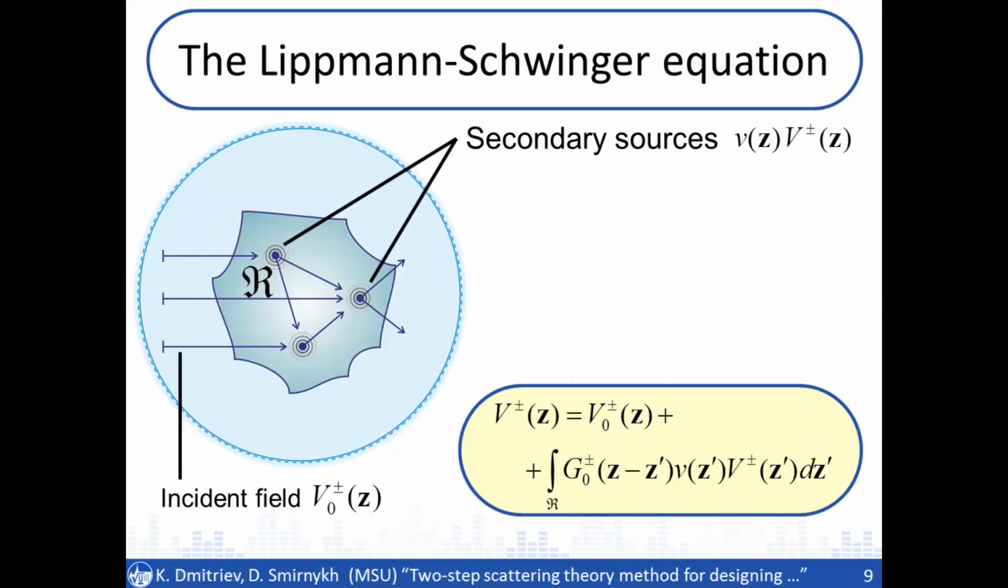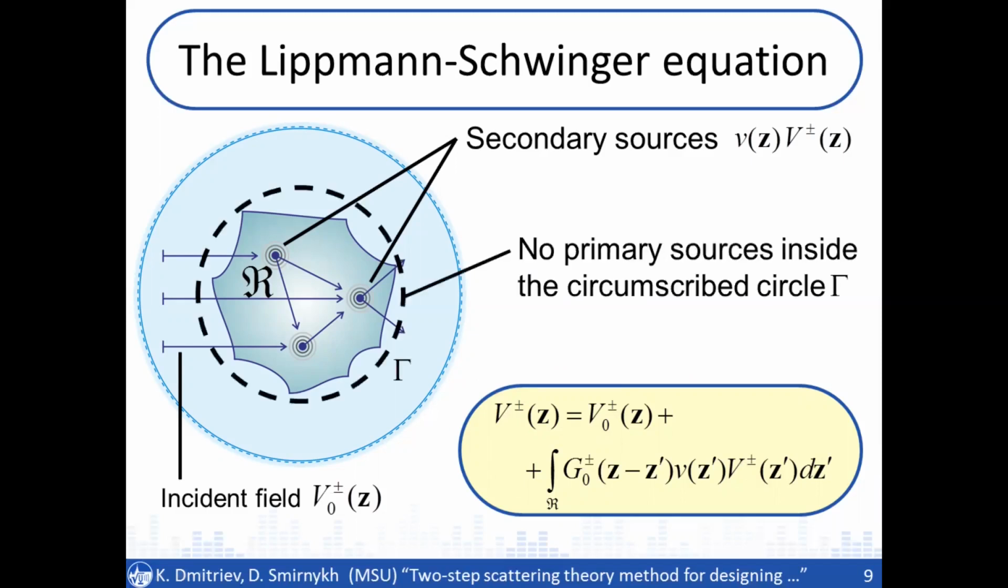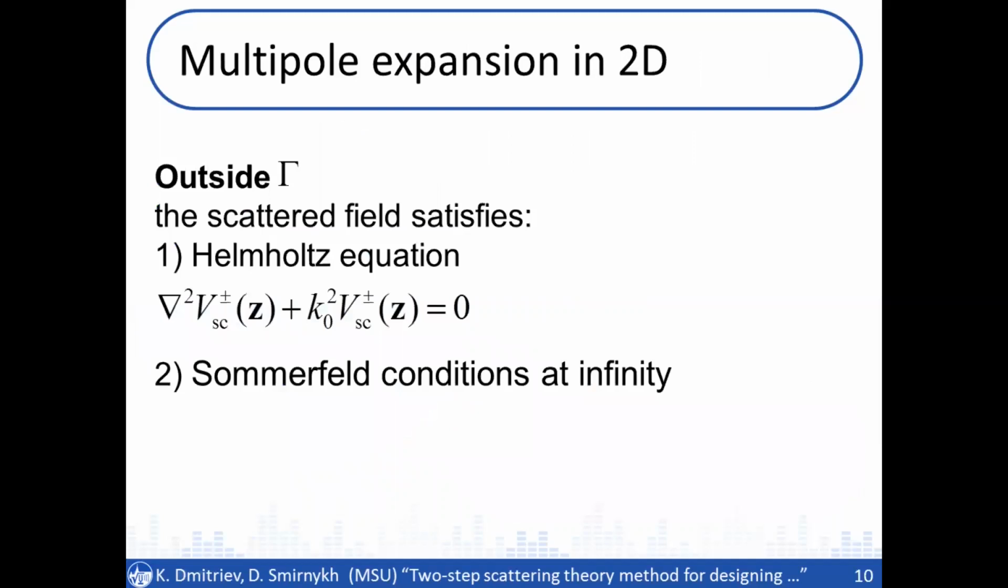Using all these facts together, we can write the solution in the form of the Lippmann-Schwinger equation, which means that the total field is a sum of the incident field and all fields produced by every secondary source. We will consider the two-dimensional case here, and the three-dimensional case is similar. Now let gamma be the circle containing the inhomogeneity. We will consider the case in which there are no primary sources inside gamma. It is important. The scattered field satisfies the homogeneous Helmholtz equation outside gamma.